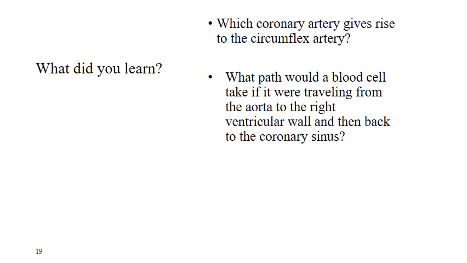All right, so a couple of questions. What did we learn? Which coronary artery gives rise to the circumflex artery? That is going to be the left coronary artery. And then what path would a blood cell take if it were traveling from the aorta to the right ventricular wall and then back to the coronary sinus?